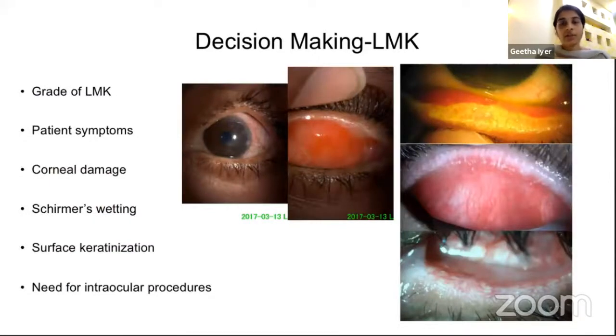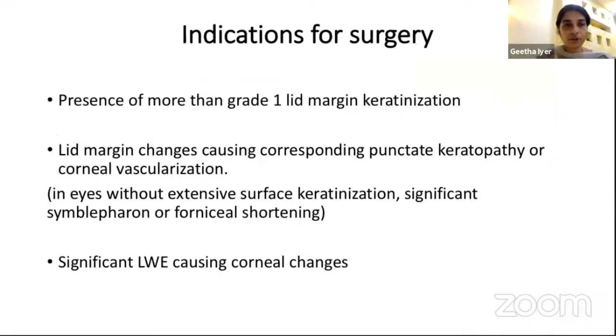So how do you really decide when and how you would want to intervene for lid margin keratinization? Decision making is important, and there are several factors that have a role to play in decision making. It would depend on the grade of LMK, of course, the patient's symptoms that are associated with the LMK, the extent of corneal damage, the Schirmer's wetting, surface keratinization, and the need for intraocular procedures.